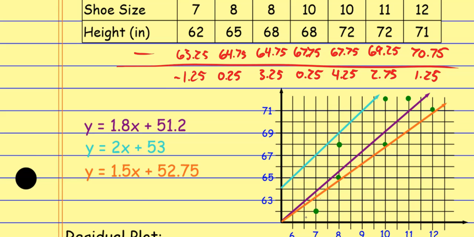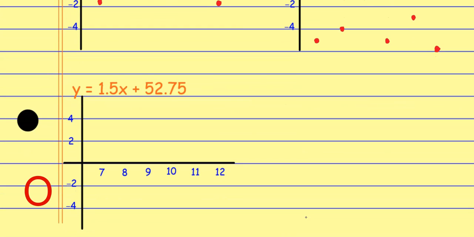Okay? And so now, once again, I'm going to graph these down here. So again, this represents my line of best fit, and then the residual is showing me how far away from the line of best fit I am. So let's see. I had a -1.25, right about there, and then I had a 0.25. At 8, I had a 3.25. Sorry about that. Then at 10, I had a 0.25 and a 4.25. At 11, I had a 2.75. And at 12, I had a 1.25.